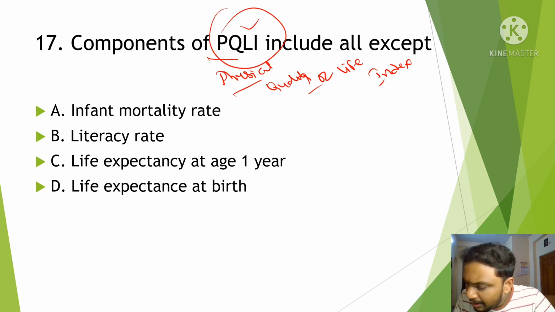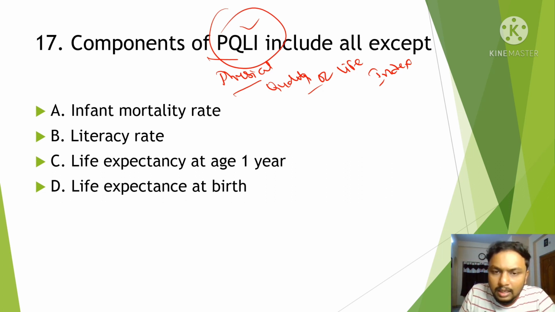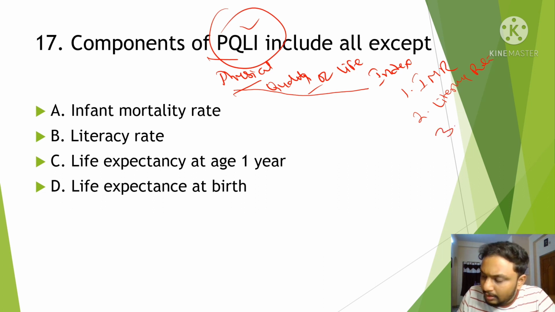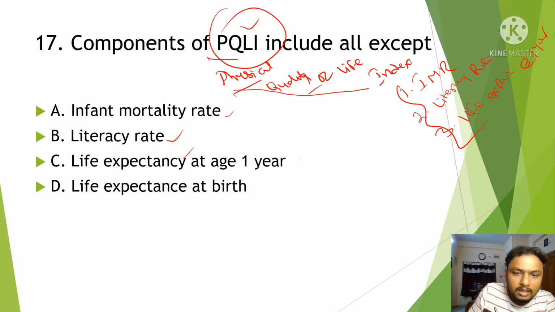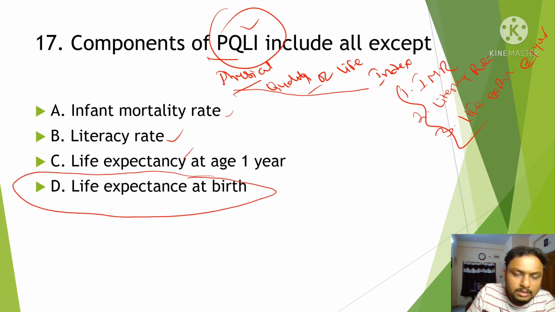In a PQLI you will have the infant mortality rate. PQLI mainly has three components: one is infant mortality rate, second is literacy rate, and third is life expectancy at age 1 year. These are the three components in the PQLI. Life expectancy at birth will be in the human development index, so not in a PQLI. So your answer is D.